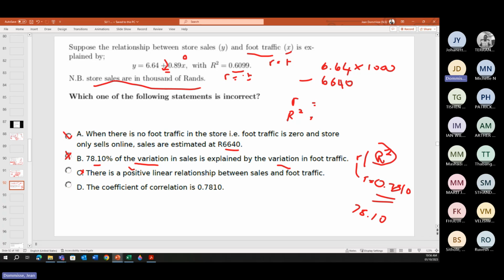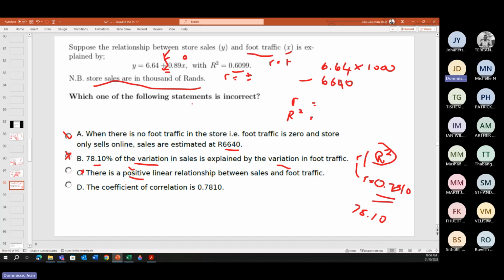So the way we look at it to see if it's positive or negative is to look at the sign before the slope. If the slope is positive, your relationship is positive. If the slope is negative, your relationship is negative. So that is also an important one to remember. So here, it is a positive linear relationship because the slope is positive.